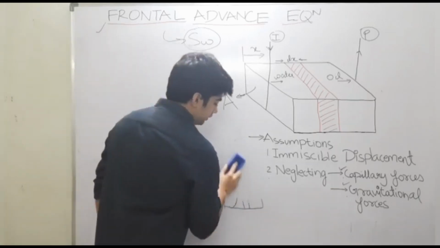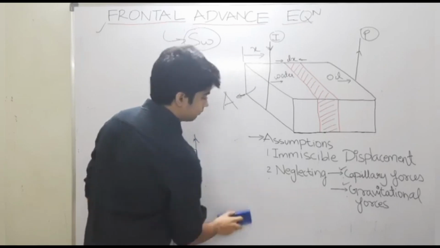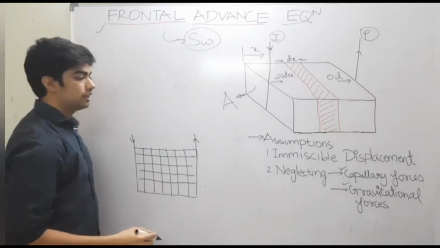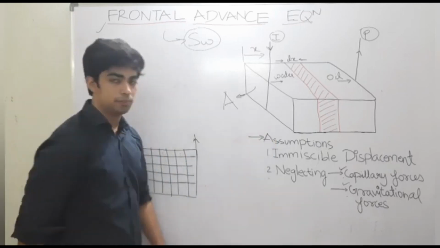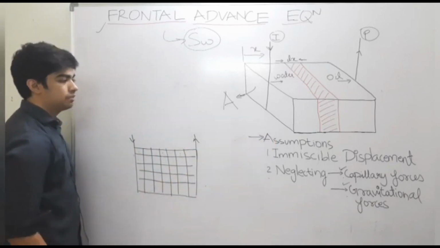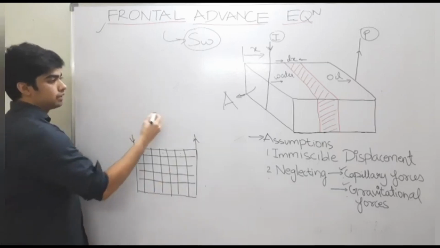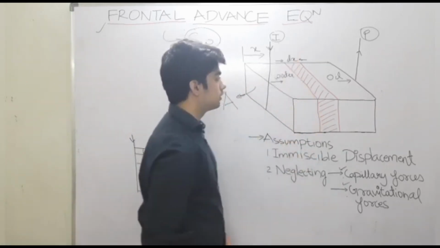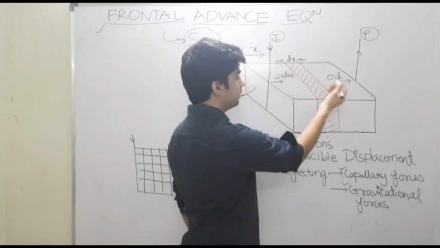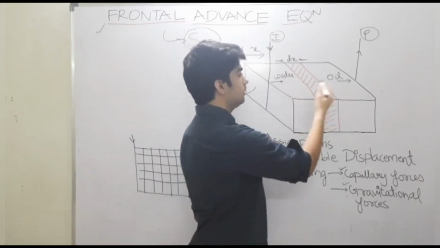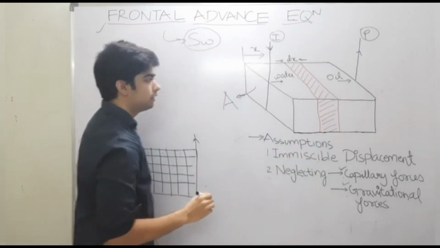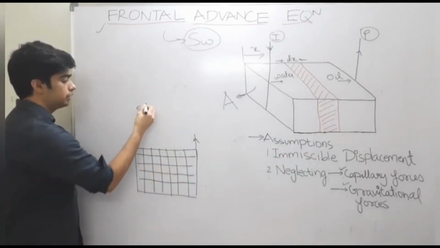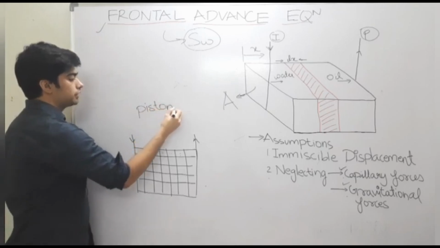So before starting the derivation, we'll see what the assumptions are. First assumption is that there is an immiscible displacement, and immiscible displacement is a very basic term: the water which you are injecting in this reservoir block is displacing oil, and water is not reacting or dissolving in your oil. So there is a pure mechanical displacement, which we also term as piston-like displacement.